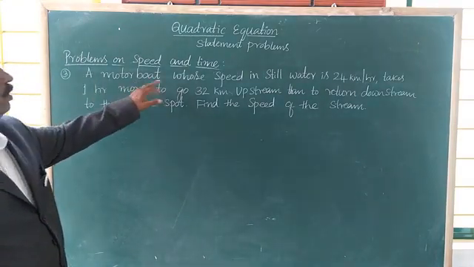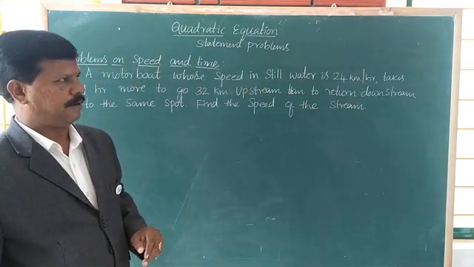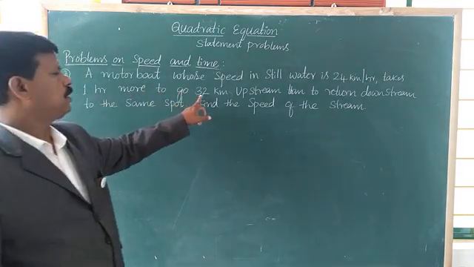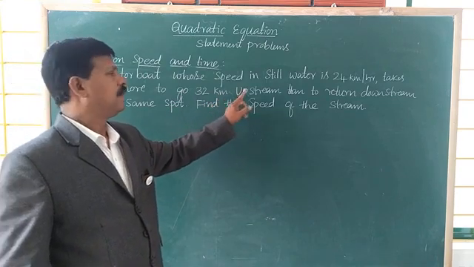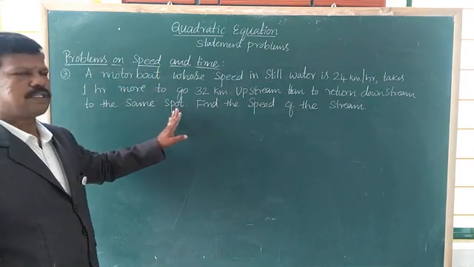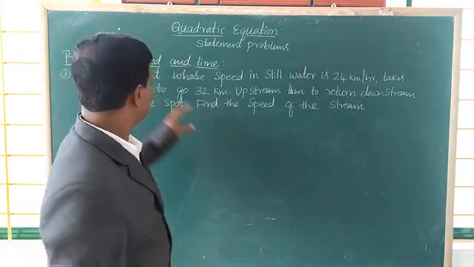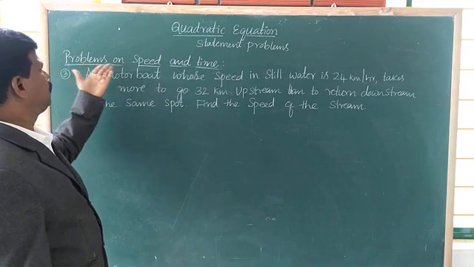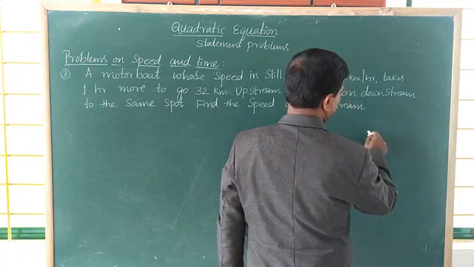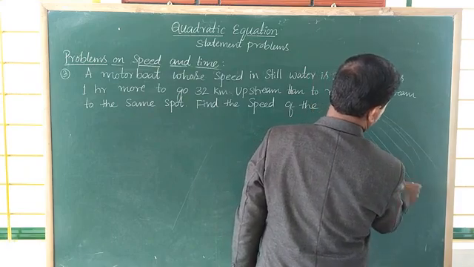A motor boat whose speed in still water is 24 km per hour takes 1 hour more to go 32 km upstream than to return downstream to the same spot. Find the speed of the stream. So this is the problem related to speed and time. So you are familiar with this. So this is the current of water. It is flowing like this downside.